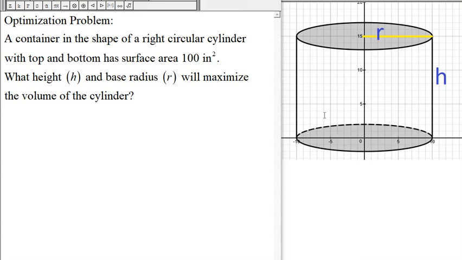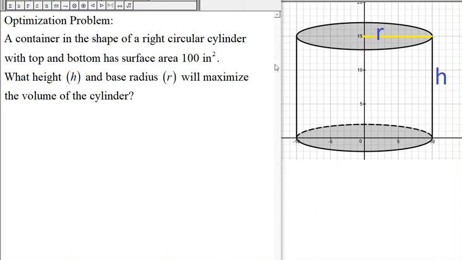Here we have a container in the shape of a cylinder like this, and this is the height of the cylinder, and this is the radius of the cylinder. We're given that the surface area, that's the area around the cylinder plus the top and the bottom, is a total of 100 square inches.